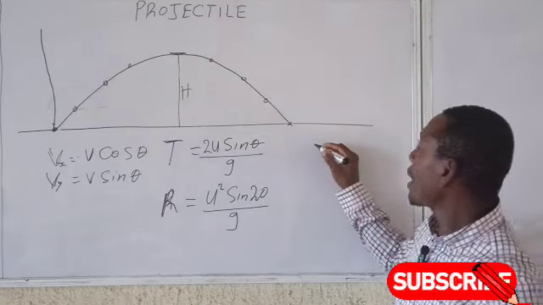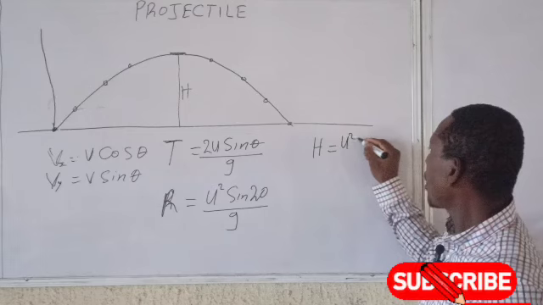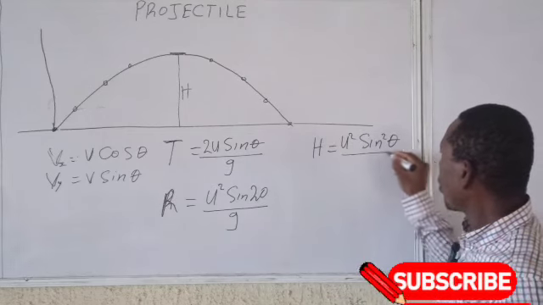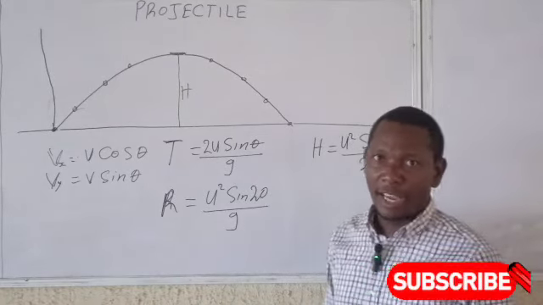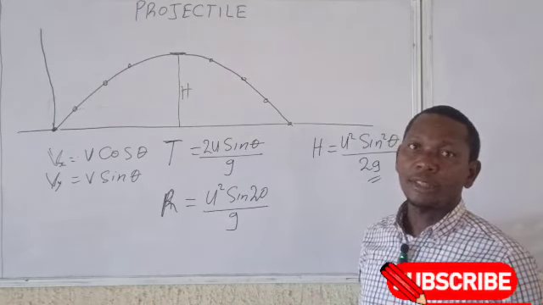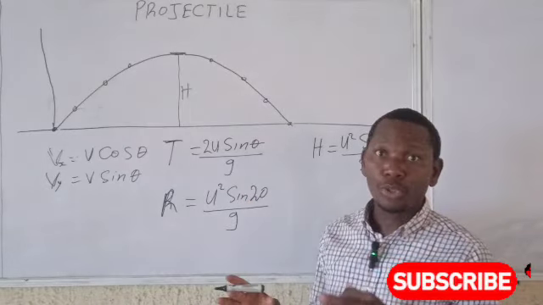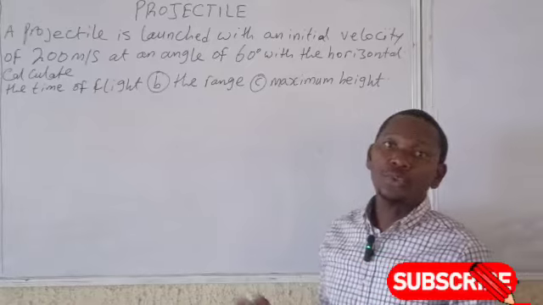The maximum height is equal to u square sine square theta all over 2g. Now, this formula is very useful when we are talking about calculation in projectile. We'll also talk about some other formulas that you need to know. Now, let's take a look at this question.